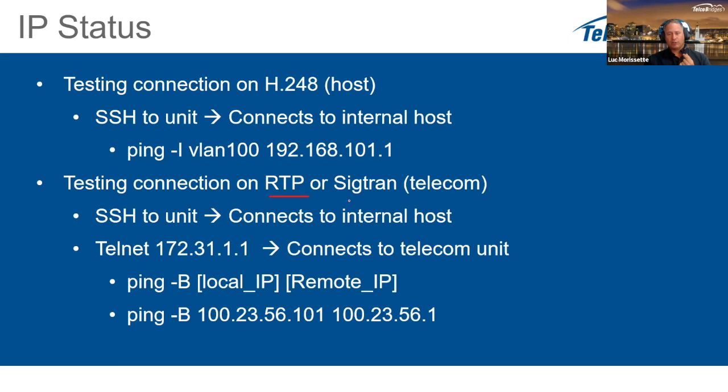However, for RTP and SIGTRAN, you can't do this. If you try to ping your RTP destination or your SIGTRAN destination, this will not work because the connection is on the telecom unit. So you need to SSH first, telnet second, and then you need to use the ping command as well, but it's slightly different. As you can see here, it's ping -B, and then you need to put the local IP and the remote IP of the system. And this will let you know if that SIGTRAN destination is available and or if that RTP destination is available, or if you ping a gateway, for example, you can have this here.